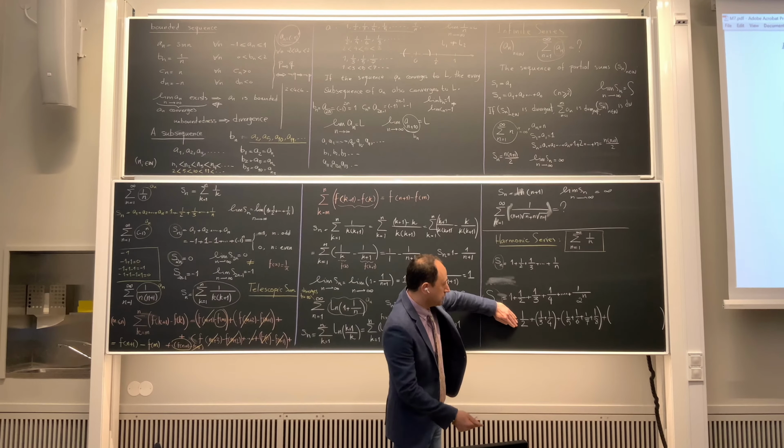So this is something that you have to remember. If the common ratio is a number strictly between minus 1 and 1, then the geometric series actually converges, and we have a formula for its sum. The sum is a, the first term, over 1 minus the common ratio. That is the formula, okay?